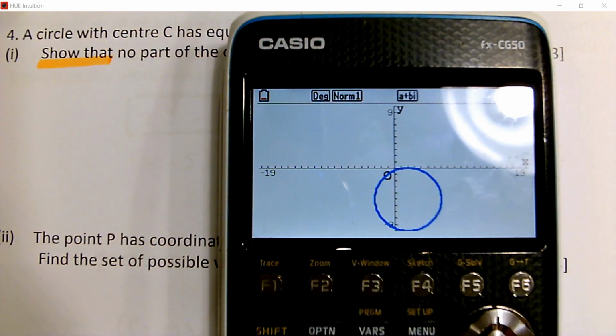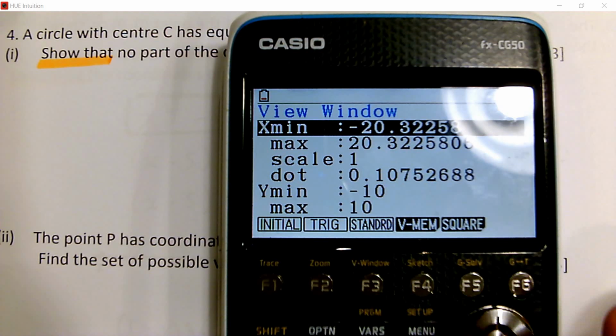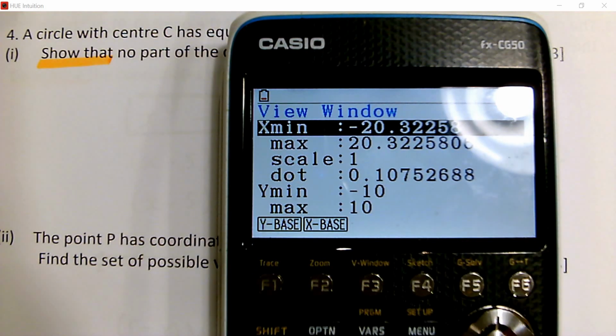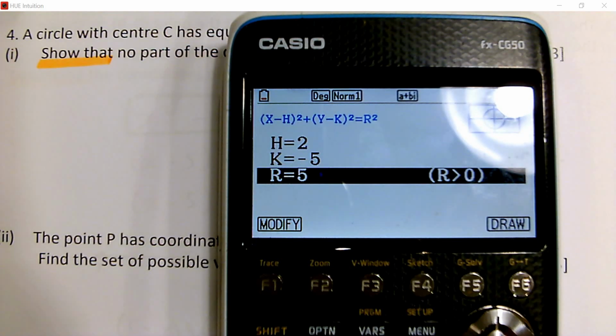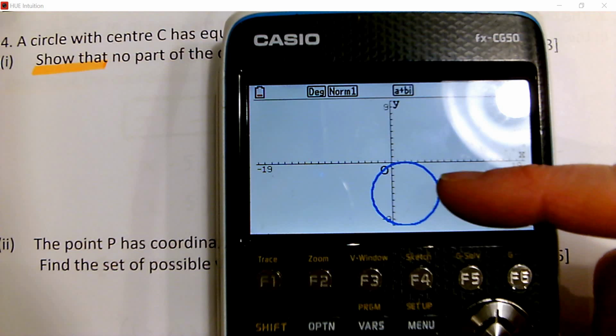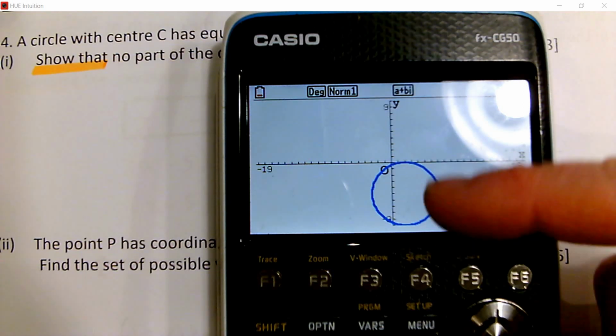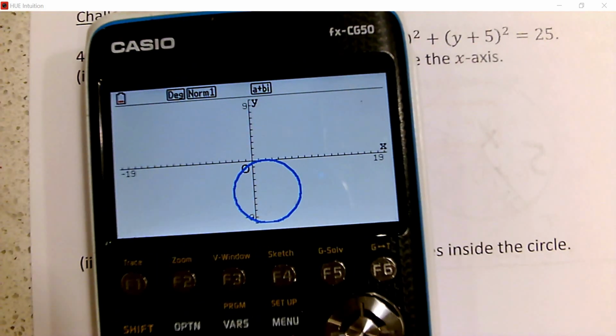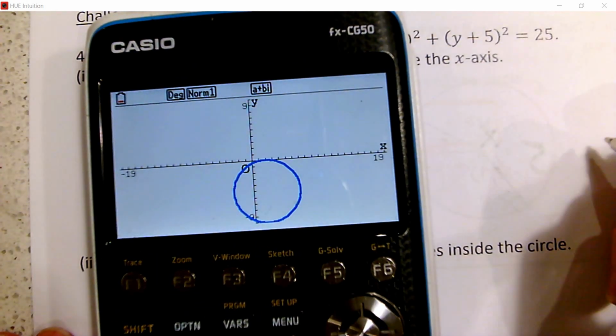Now mine's nice and square, and that's because when I went to view window, I chose square. I had part of the circle in already, so let's just draw that again. So we can see here that the circle does touch the x-axis, but it doesn't lie above it. Okay, so I'm going to sketch that because that's going to help me with what I'm talking about.